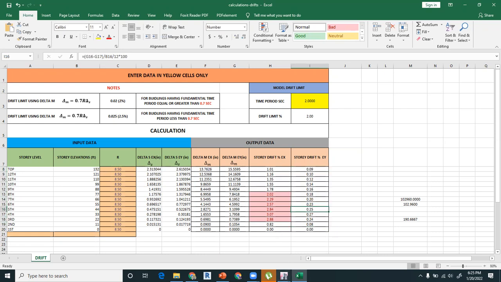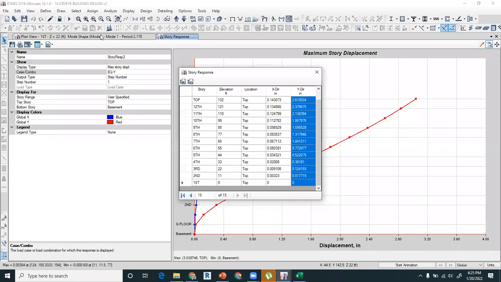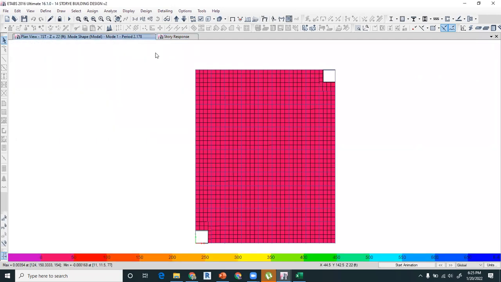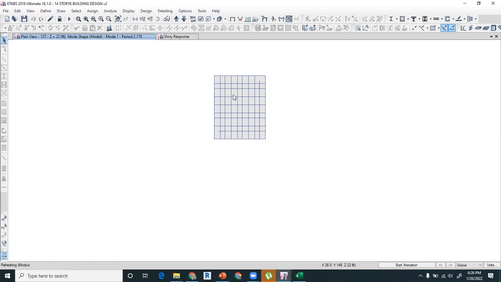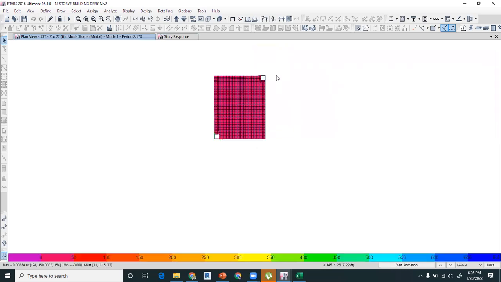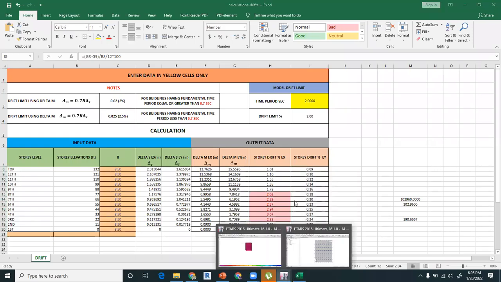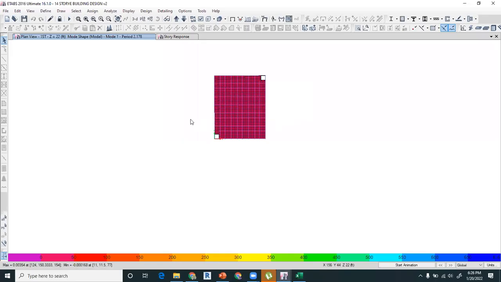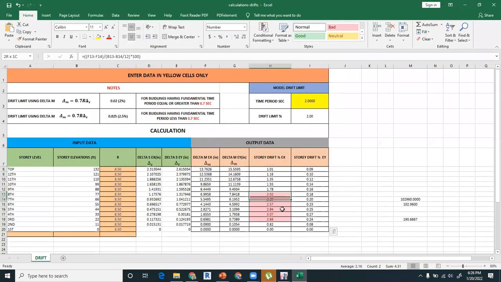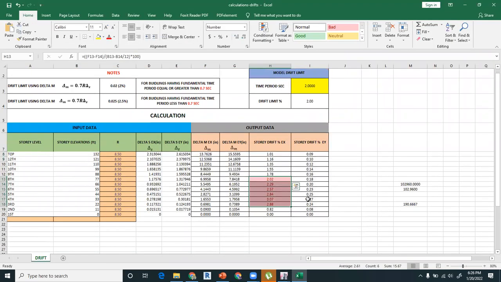So you can see that our building is more stiff in the Y direction. This is our Y direction and this is our X direction. So in Y direction, it is more stiff. That's why there is no issue of drift in the Y direction. But in the X direction, the system is a bit less redundant, or has less stiffness as compared to the Y direction. So that's why there is an issue of drift in our X direction, right?